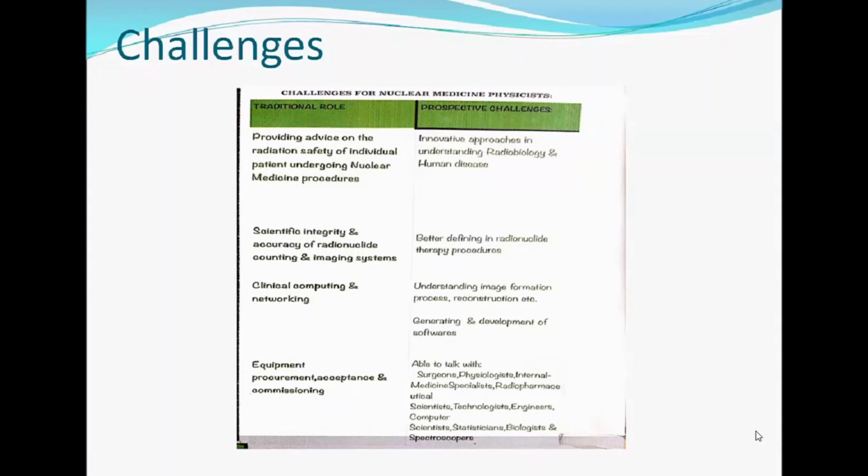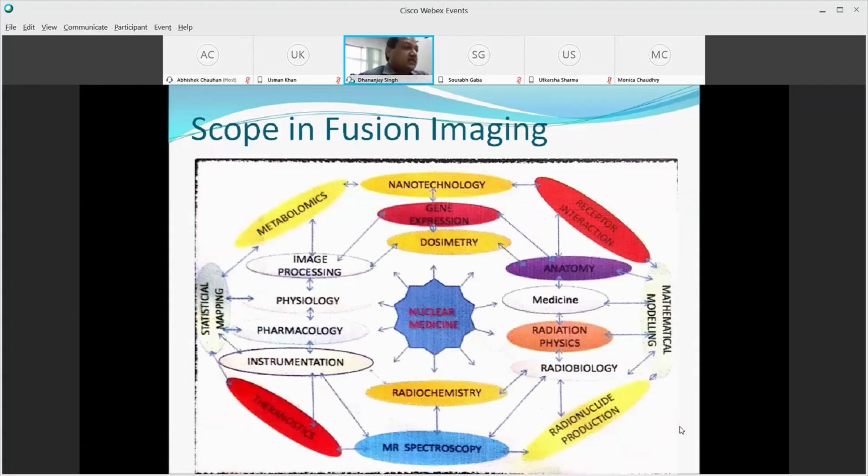We all know a few of our colleagues are working as application specialists at different manufacturers or firms producing different equipment. There is also very good integration with physiologists, internal medicine, and especially radiopharmaceutical scientists. So I'd like to say this is the opening of nuclear medicine. The scope is very wide. If you want to grow as a radiochemist, you have scope. If you want to grow in MR spectroscopy, there is very good scope. Nuclear medicine production, radiobiology, radiation physics, integration with anatomy, receptor interaction, nanotechnology, dosimetry, metabolic image processing: a very wide range of scope, but we have to be ready to transform ourselves.